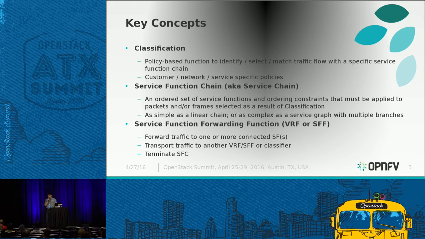led by Kathy here. And the third key concept is called the service function forwarder, which, based on the different approaches, could be implemented as a virtual router, the virtual routing and forwarding function, or the service function forwarder. Basically its function is to forward the traffic to one or more connected service functions and transport the traffic flow to another service function or another virtual router. And also at the end, it terminates the service function chain and the traffic goes on as normal traffic flow.